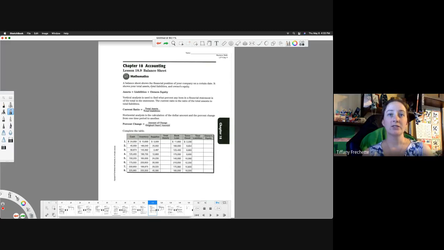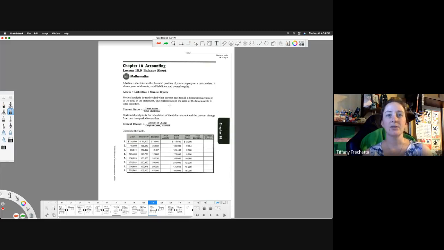All right, so a balance sheet shows the financial position of your company on a certain date. It shows your total assets, total liabilities, and owner's equity. Assets equals liabilities plus your owner's equity. It's a pretty straightforward formula there.